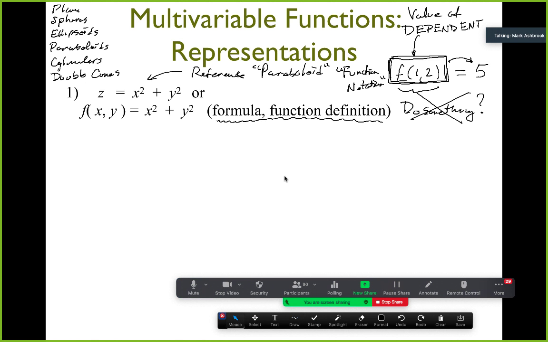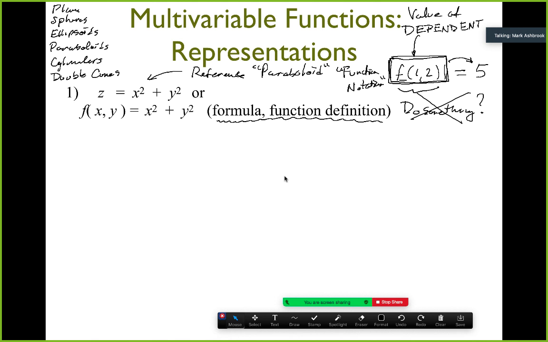So that's the first representation that you'll be given or have to come up with related to one of these multivariable functions: a formula or function definition. Next is a graph in R3. So how does this thing graph in R3? It extends in the positive z direction. What kind of thing is it?